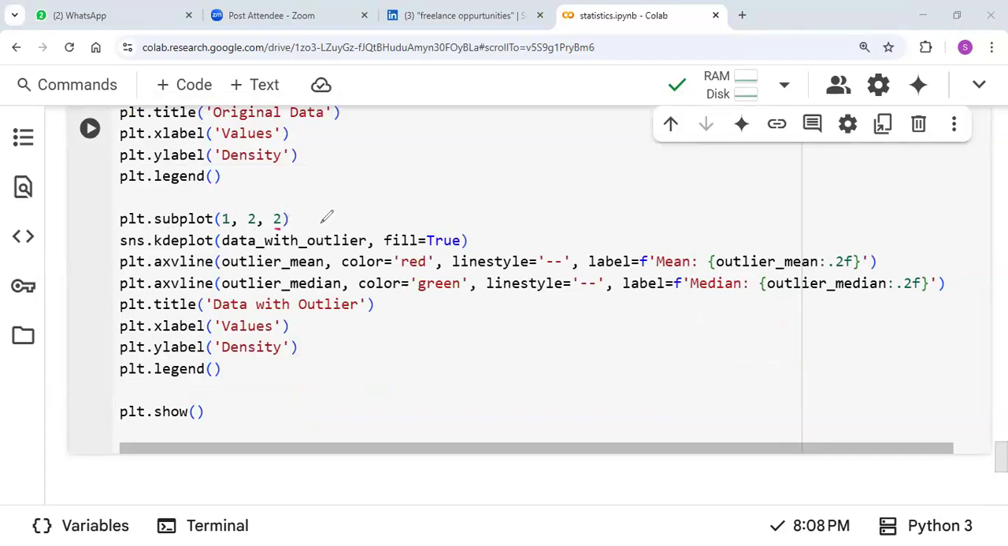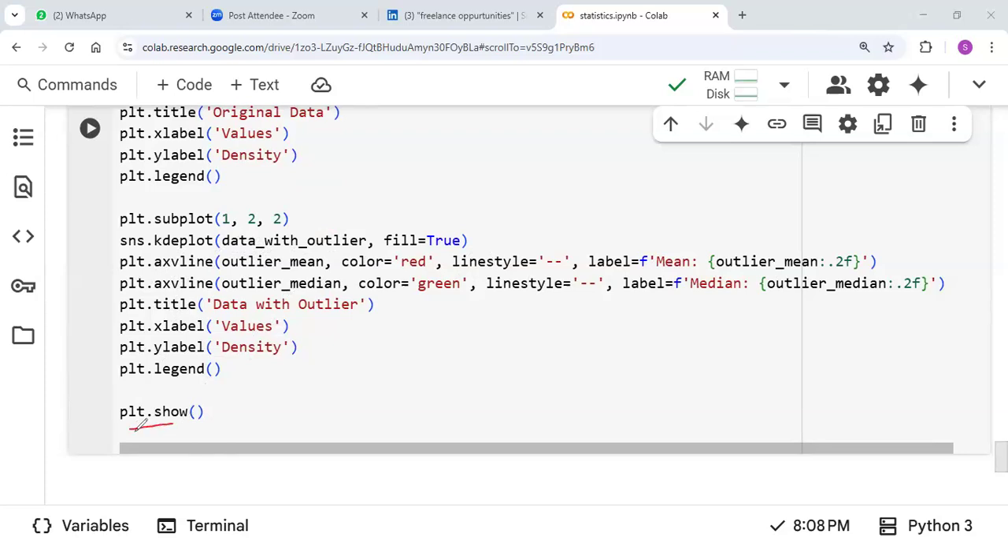this is going to fall under the second plot. The second represents the second plot, so similarly one row and two columns. What data am I going to display? I'm going to display the data with an outlier, and for that data I'm going to display the KDE plot. Again I'm plotting the two vertical lines, the mean of this particular outlier data and the median, representing the same information here.